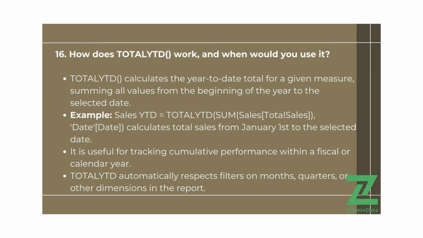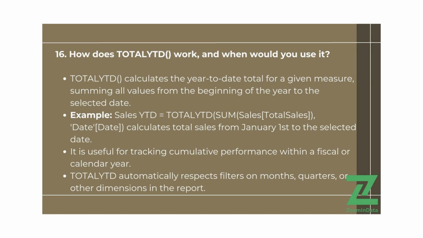16th question. How does TOTALYTD work, and when would you use it? TOTALYTD calculates the year-to-date total for a given measure, summing all values from the beginning of the year to the selected date. Here's an example of how the TOTALYTD function works in Power BI. A measure like Sales Year-to-Date equals TOTALYTD of the SUM of Total Sales, using the date column, calculates all sales from January 1st up to the selected date in the report.